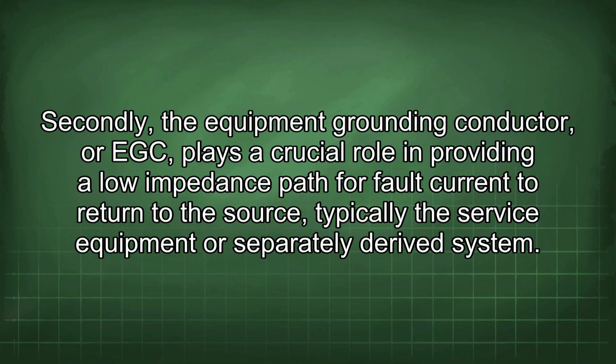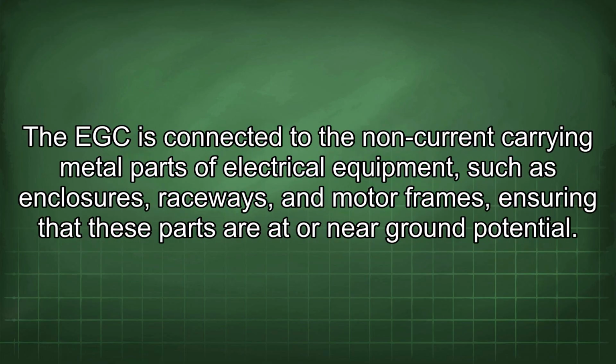Secondly, the equipment grounding conductor, or EGC, plays a crucial role in providing a low impedance path for fault current to return to the source, typically the service equipment or separately derived system. The EGC is connected to the non-current carrying metal parts of electrical equipment, such as enclosures, raceways, and motor frames, ensuring that these parts are at or near ground potential.